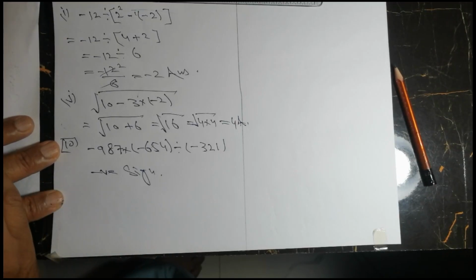Next, write down a positive and a negative factor of 0. So 0 doesn't have any factor, so there is no divisor of 0.